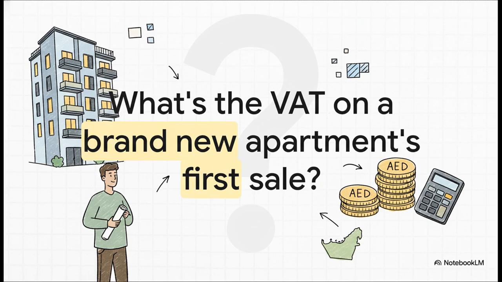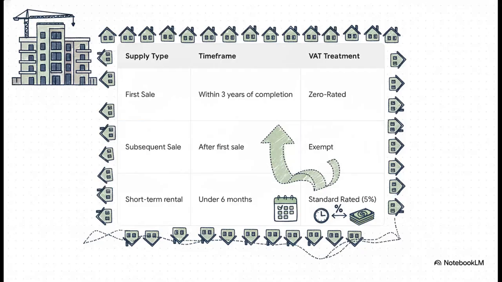Based on what we know, you might think it's exempt, right? Well, surprise. The answer is no, it's not exempt. Check this out. The very first sale of a brand new residential building, as long as it's within 3 years of completion, is zero rated.